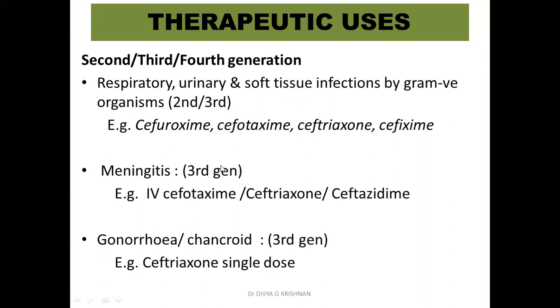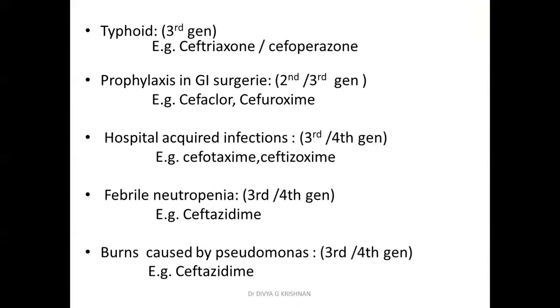Third indication is for gonorrhea and chancroid. These are sexually transmitted diseases, and for them, treatment is by third generation cephalosporin, and you can give ceftriaxone as a single dose. Other uses include typhoid, where you can use third generation cephalosporin like ceftriaxone or cefoperazone. They are also used for prophylaxis in GI surgeries.